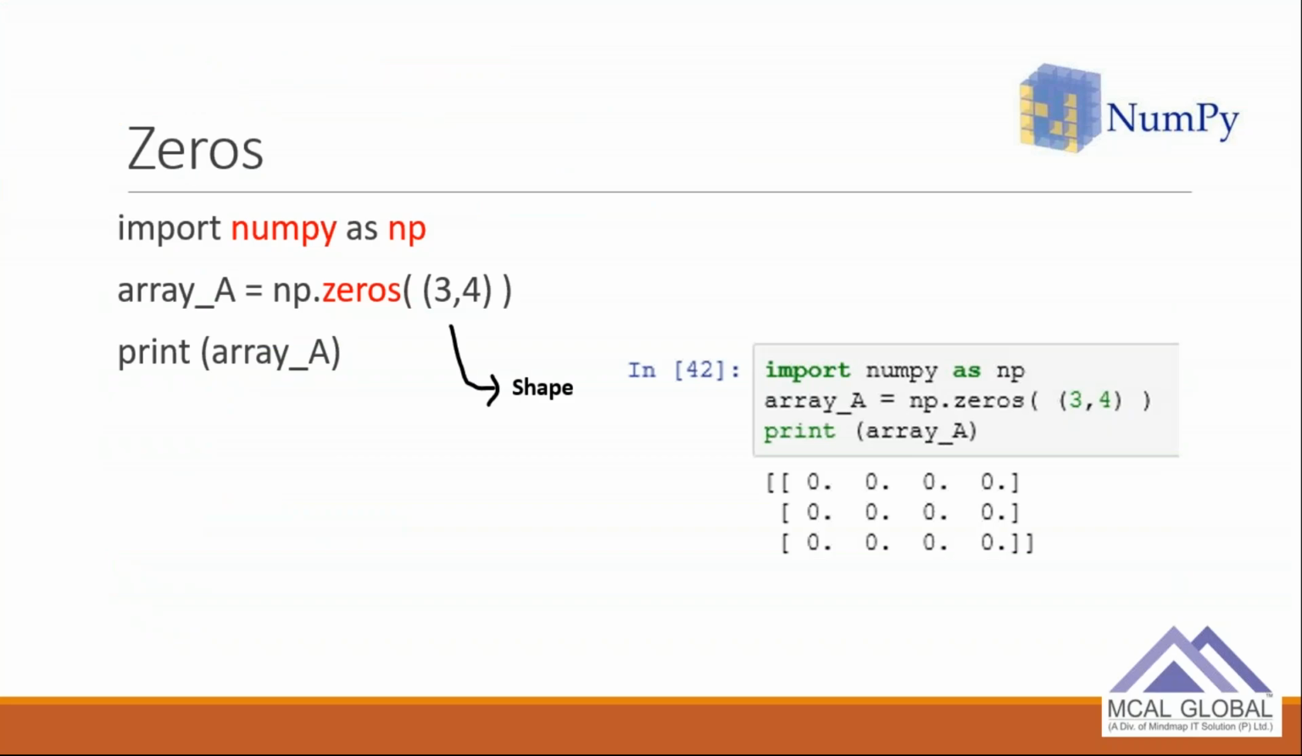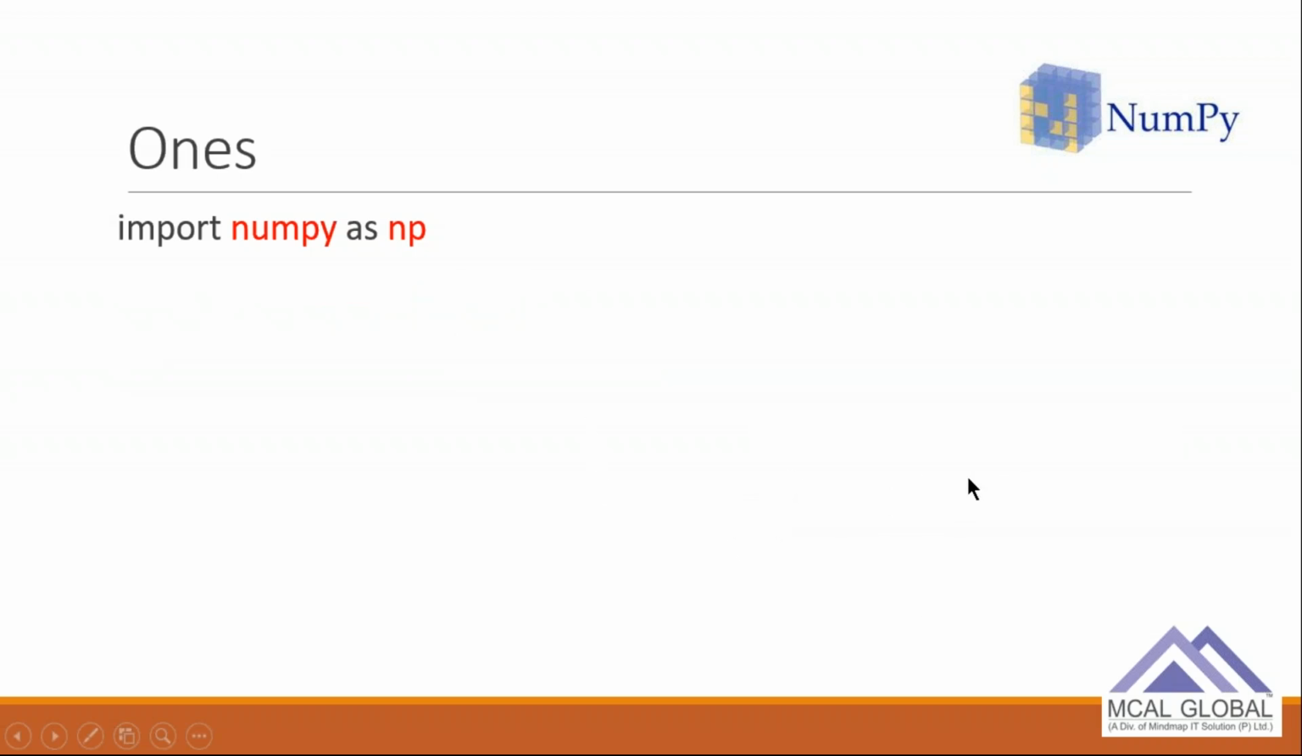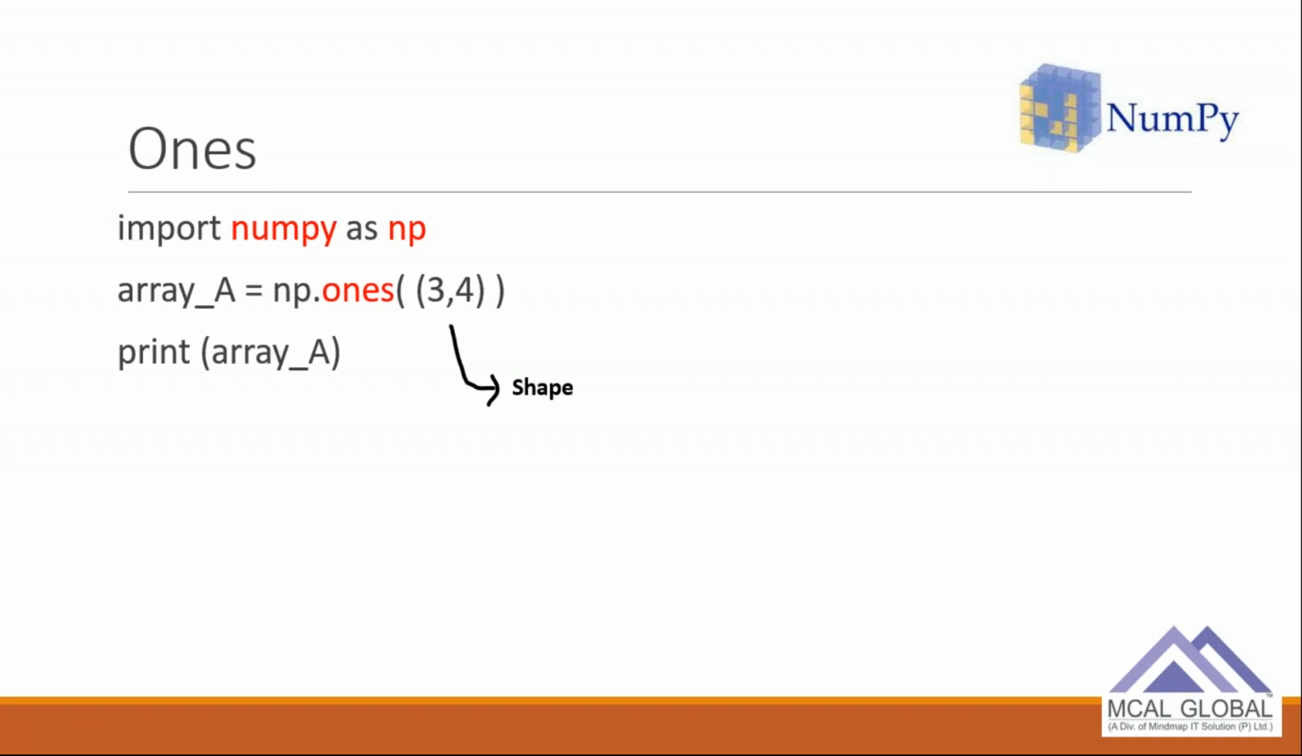But NumPy has this problem when you're declaring an array: you need to specify the size of that array. It's not a variable thing that you can put. So np.zeros just declares an array of all zeros with this size. 3 comma 4 means 3 rows, 4 columns. You can also replace that with ones.